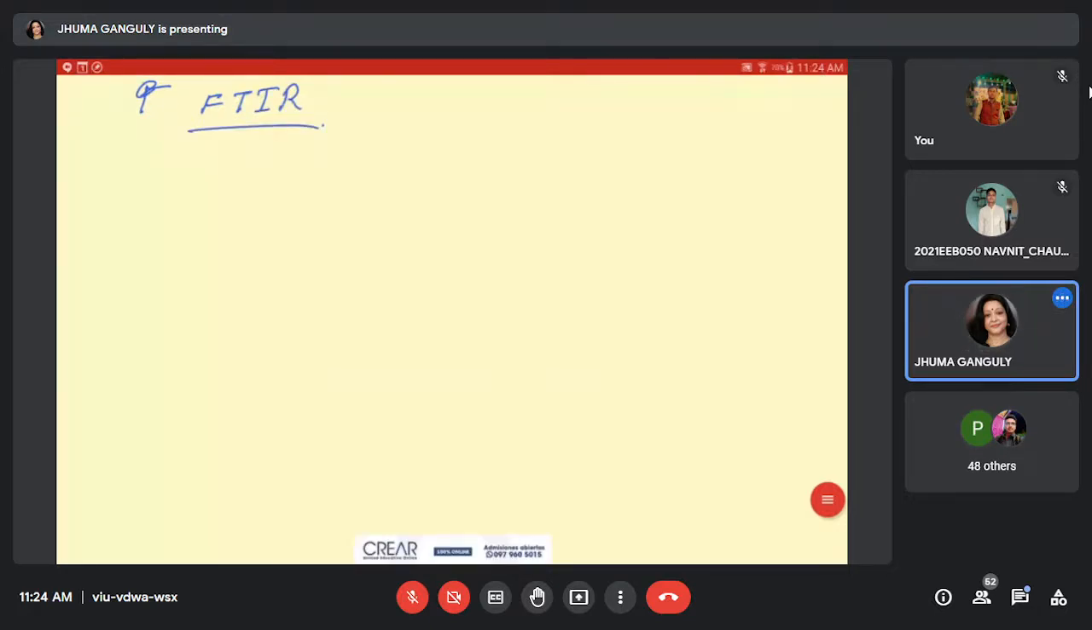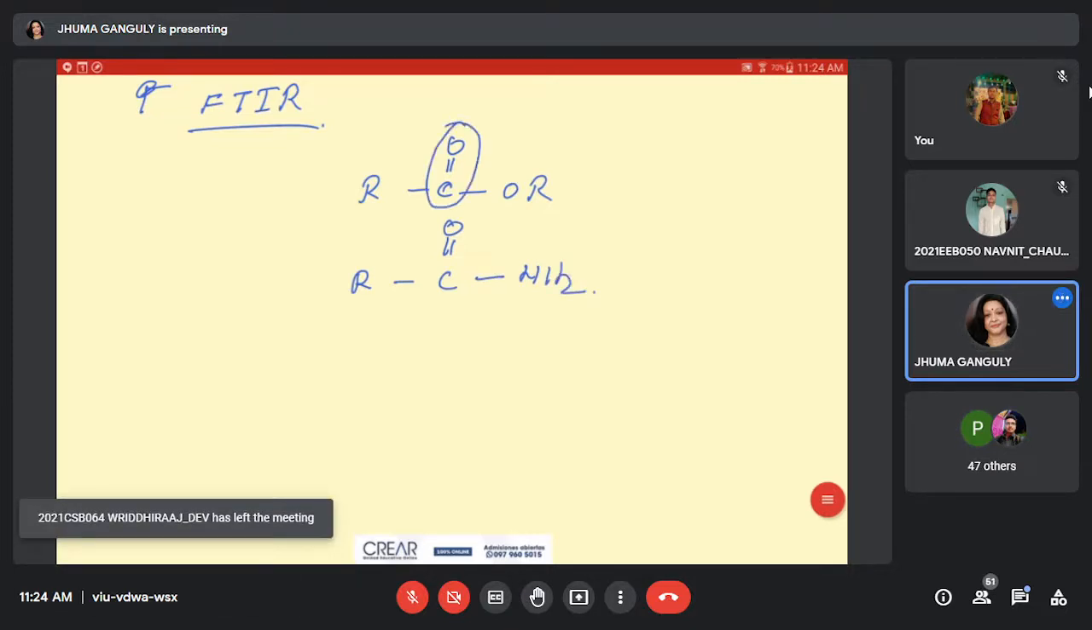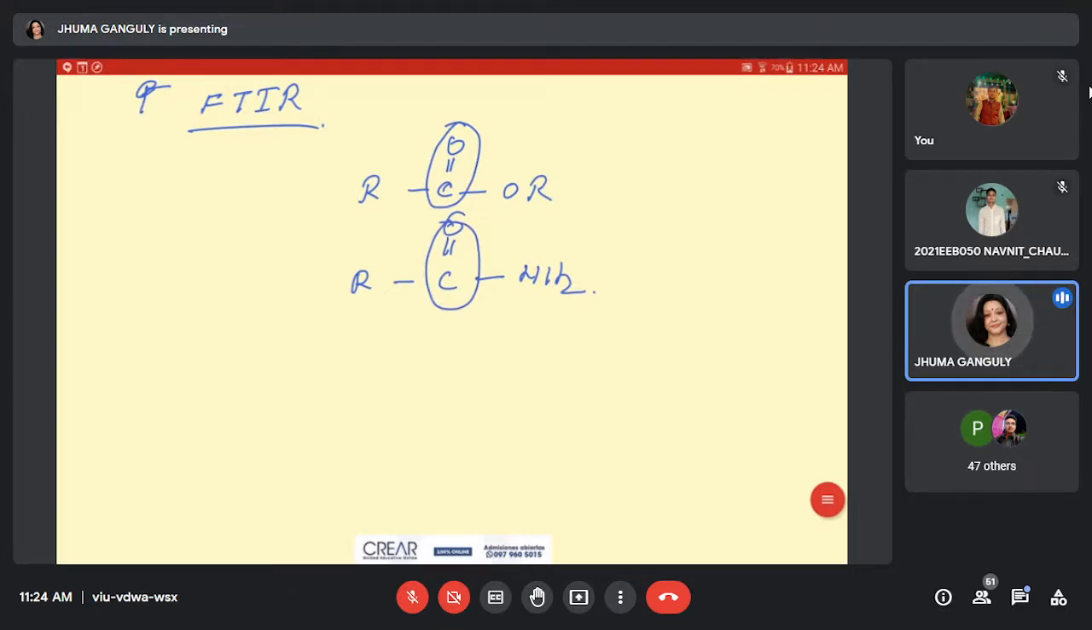FTIR. Now suppose you have R, C double bond O, OR, and R, C double bond O, NH2. Then what is the frequency? Here we will actually measure the frequency. So which frequency will be higher and why? This frequency depends on bond strength. So which bond is stronger, the C double bond O, between this amide and this ester?